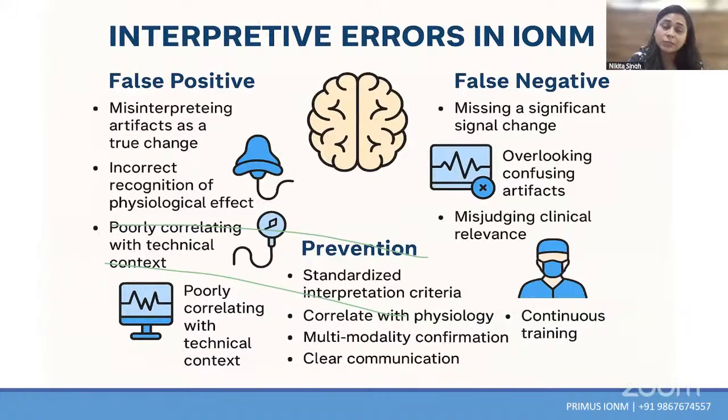But actually it is due to the physiological error. So the communication should happen between the anesthesia team as well as the surgical team. So to prevent these errors, there is standardized interpretation criteria, and one should correlate this with the physiology, and there should always be a multimodal confirmation with a clear communication, and the team should be trained continuously, because there are certain things which are coming up every now and then. So the team should be continuously trained.